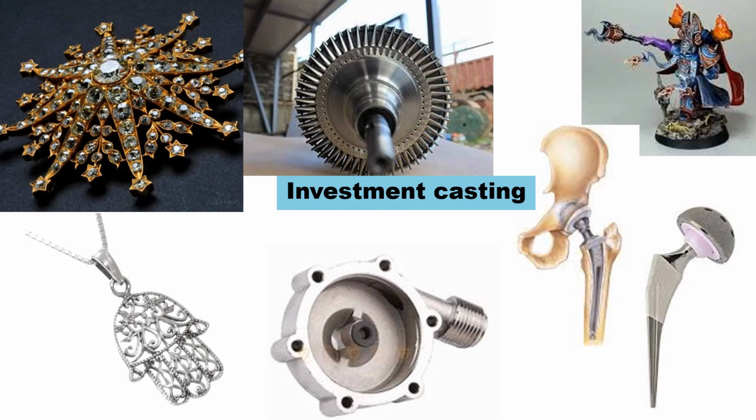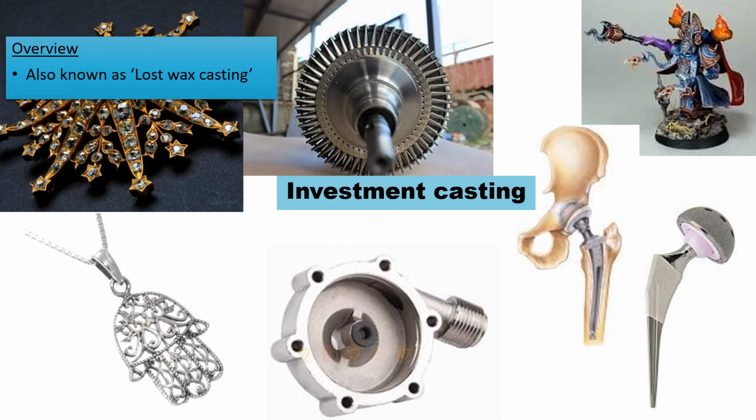The next metal redistribution process we're going to talk about is investment casting. So here on the screen you can see a variety of images of products that have been made via the investment casting process. We have intricate jewellery, a pump cover, hip joints, a collectible figurine, and a turbine wheel. So let's learn a little bit more information about investment casting.